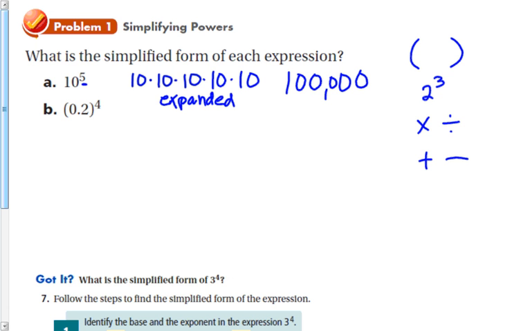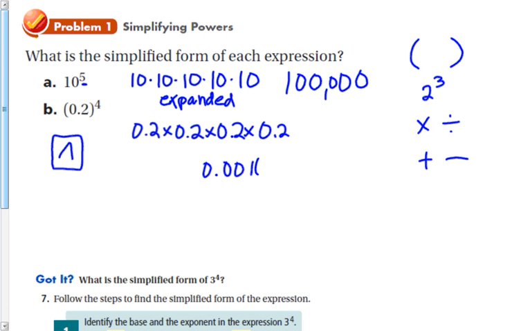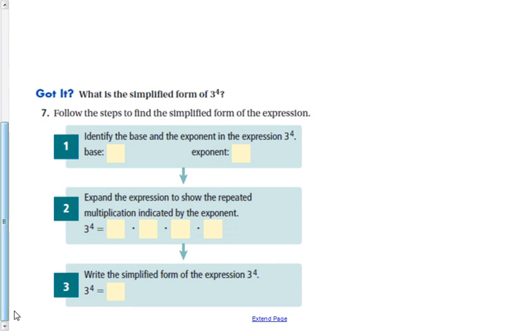Okay, if we do 0.2 to the fourth, we're going to do an expanded form. That would be 0.2 times 0.2 times 0.2 times 0.2. On your calculator, there's actually a key called the caret key. It looks like this on your calculator. So you would do 0.2 raised to the fourth power using that key, and if you do that correctly, you should get 0.0016. That is the simplified form. Okay, so for number 7, go ahead and fill in your answers. You can check back with your answers here.